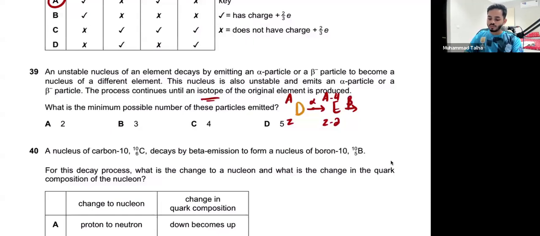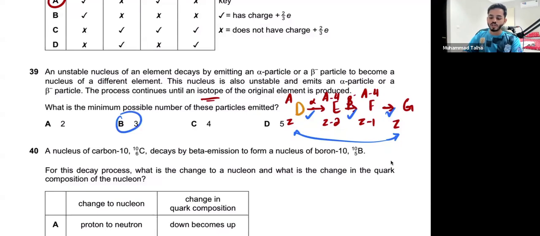So we have beta negative then. Beta negative does nothing to the nucleon number, but it does increase the proton number by 1. So this becomes Z minus 2 plus 1, which is Z minus 1, and then for G, this increases it by 1 again, and this becomes Z again. So what is the minimum possible number of particles emitted? It's 3. 1, 2, 3. Why does it say minimum? Because it could emit another alpha and then 2 more betas, and that would also be an isotope, right? So this is the minimum.